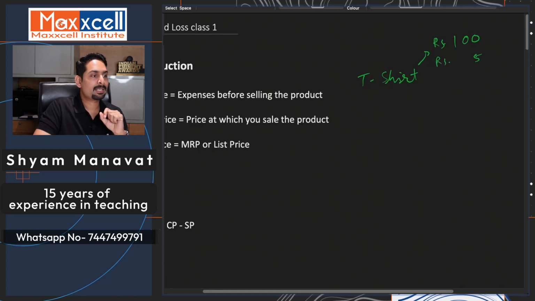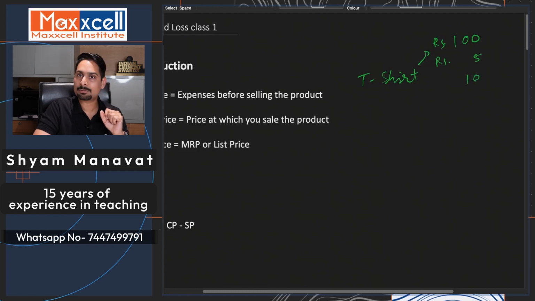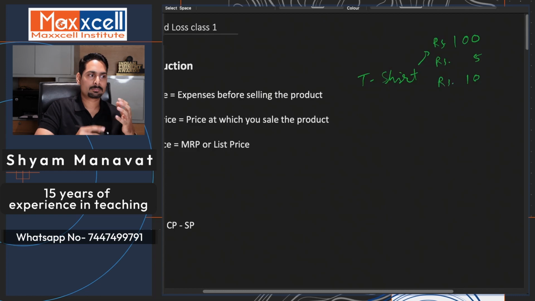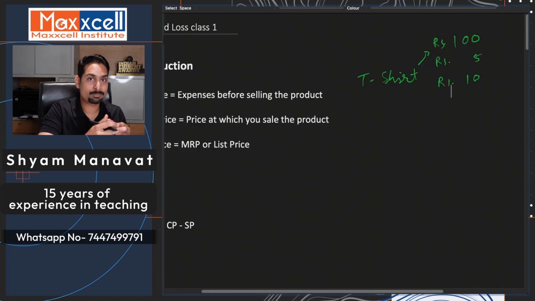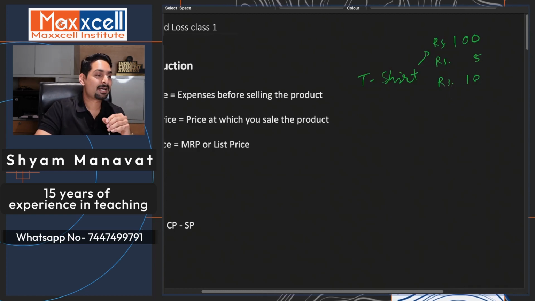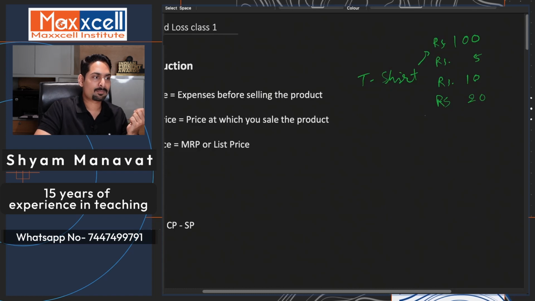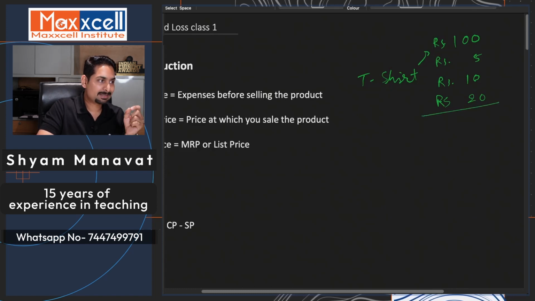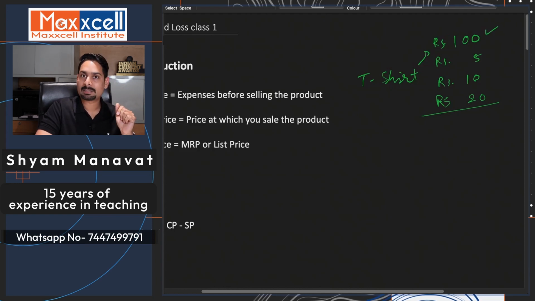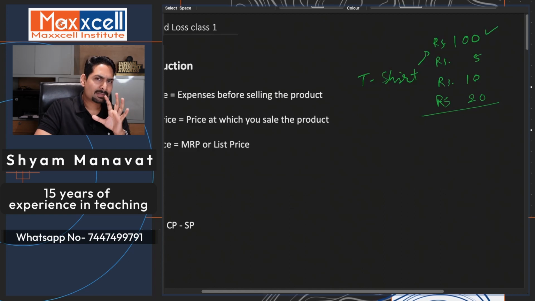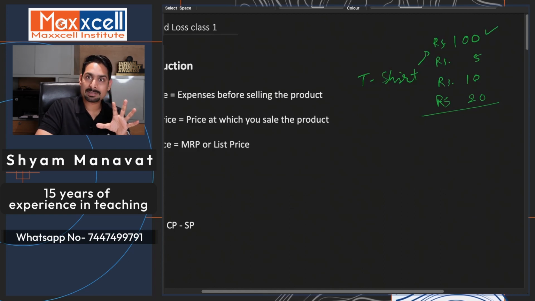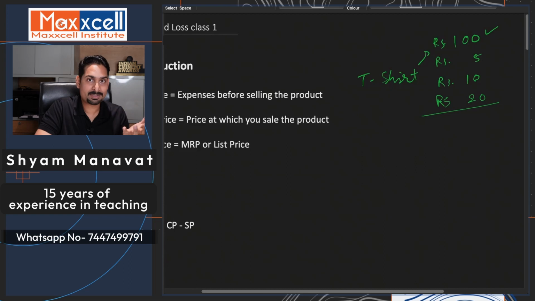Then you also spend on packaging. You spend 10 rupees for packaging. Now after everything is complete, you need to market your product, right? So for marketing you are spending another 20 rupees. If you see, you bought this t-shirt from the wholesale dealer at a price of 100 rupees. So can we consider only this 100 rupees as the cost of the t-shirt?